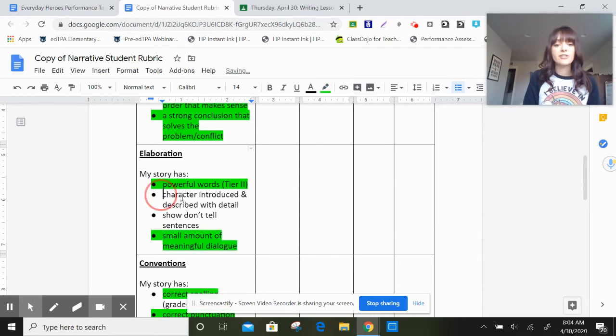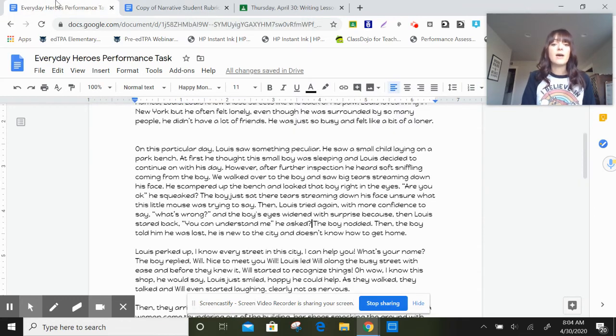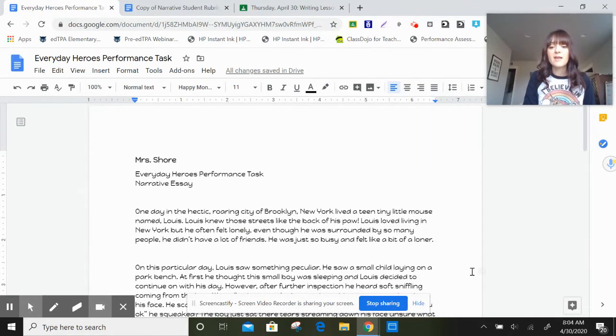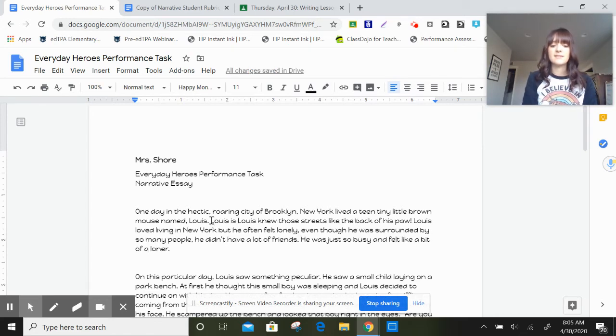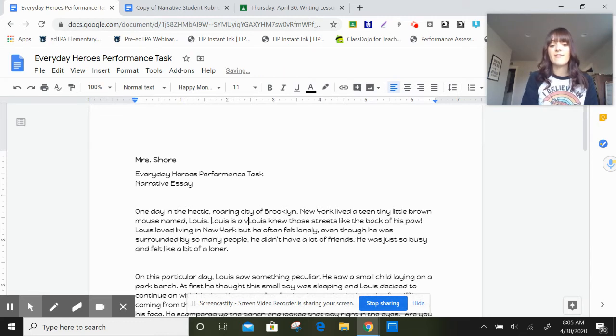And then the characters are introduced and they show detail. I could describe the mouse and Will more, right? So I described the mouse as teeny tiny up here, but I could describe the color of his fur, a teeny tiny brown mouse named Lewis. And I can go on and say, Lewis is a very, very fit mouse because he spends all day walking around the city.